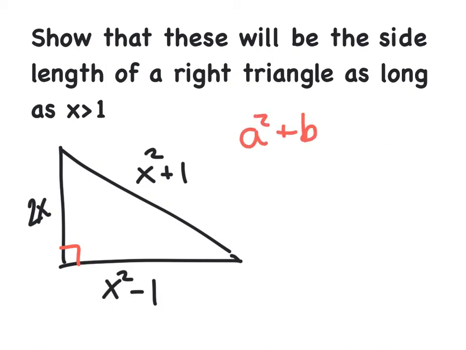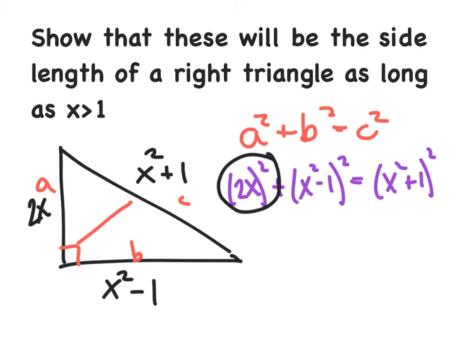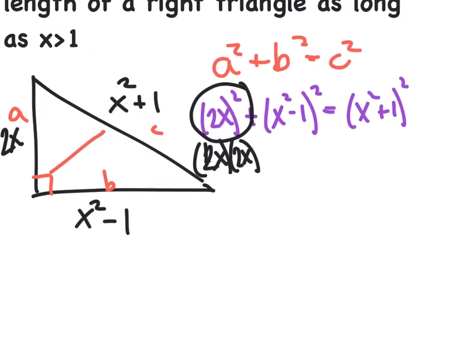So basically, because this is a right triangle, I'm simply going to apply the Pythagorean theorem. A squared plus b squared equals c squared. And remember, a and b are my base, c is the important guy. It has to be the hypotenuse. I'm just going to carefully plug them in. The quantity 2x squared plus the quantity x squared minus 1 squared has to equal the quantity x squared plus 1 squared, according to the Pythagorean theorem. Now I'll just do the math. Remember, squared means you have to write it down twice. So this means 2x times 2x. So I know I get 4x squared.